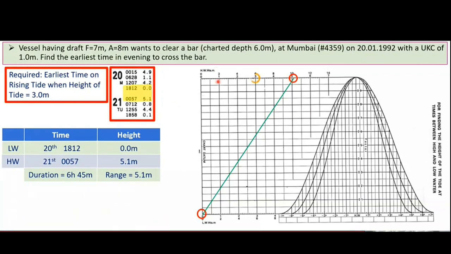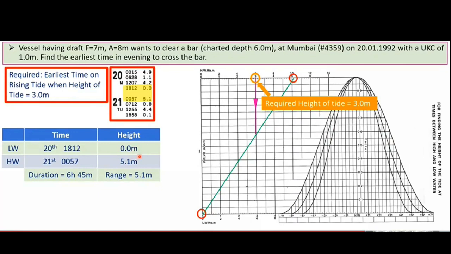Now, we want to know the time when the height of tide is 3 meters. So we pick up the desired height on the scale out there. We have done a similar exercise in ATT 1 questions also. Now from here, we come down vertically downwards to hit the interpolation line. And when we hit the interpolation line, from here we go horizontally to the right, and we need to decide whether to stop on the left side or to the right. In our case, it's a rising tide.